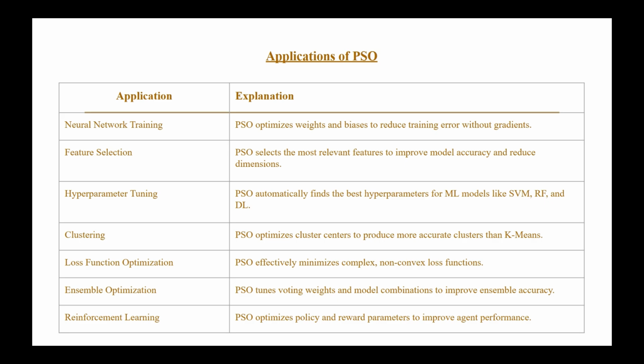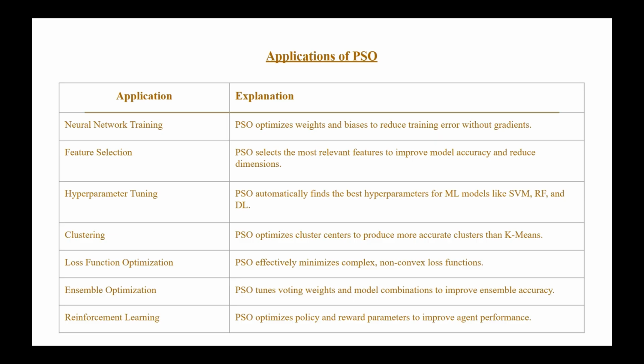Next is hyperparameter tuning. PSO automatically finds the best parameters for ML models like SVM, RF, or DL. Next is clustering. PSO optimizes cluster centers to produce more accurate clusters than k-means, which is another algorithm used for the same purpose, but PSO is better than that. Next is loss function optimization. It minimizes complex and non-convex loss functions.